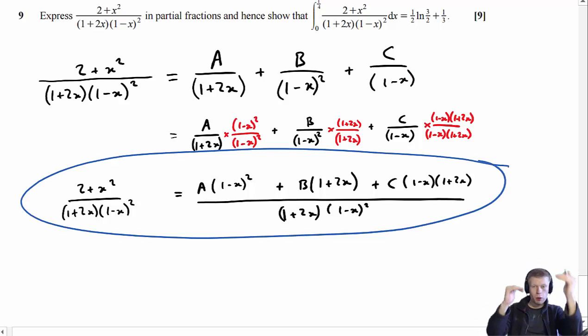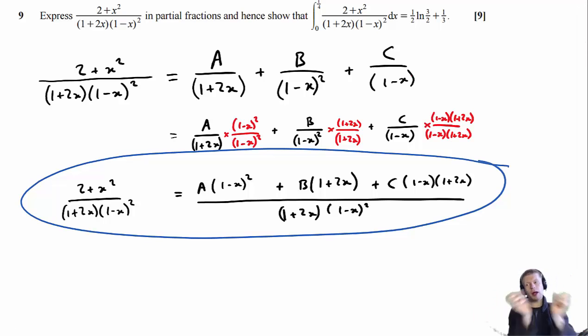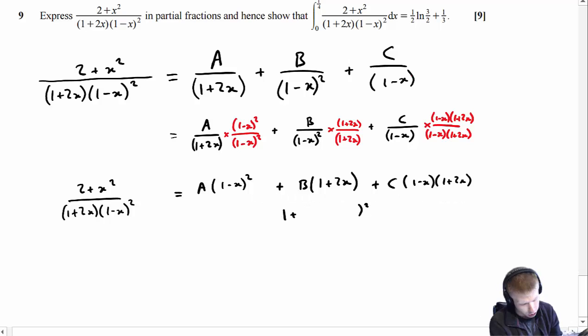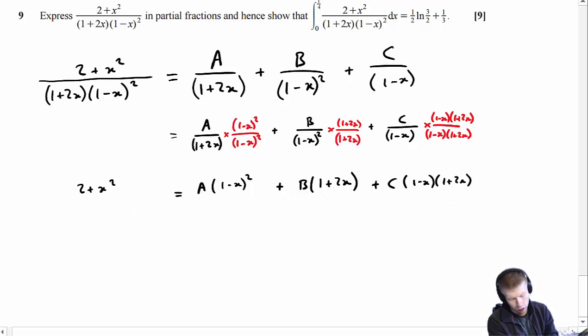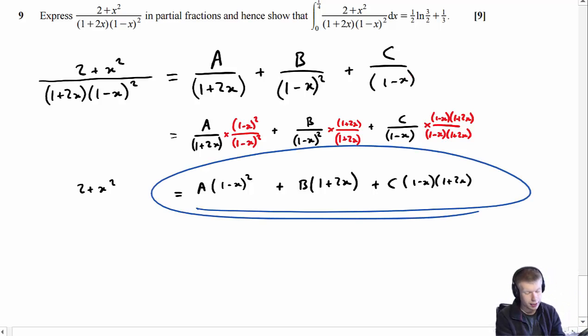Are you happy that both fractions are over 1 plus 2x times 1 minus x squared? So if I just multiply through by that denominator, then the denominators are just going to disappear. So actually that looks a lot nicer. So I've got 2 plus x squared is equal to this thing on the right hand side.